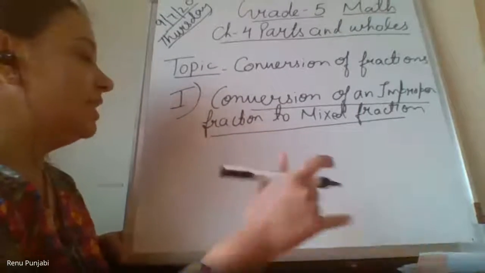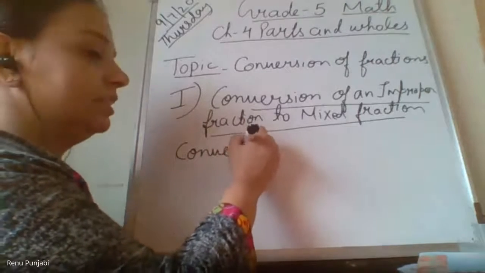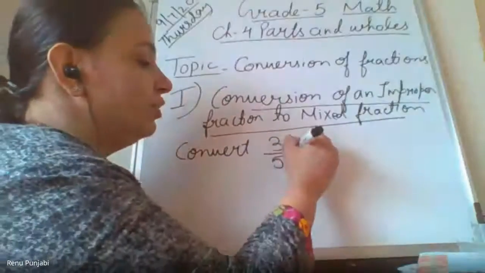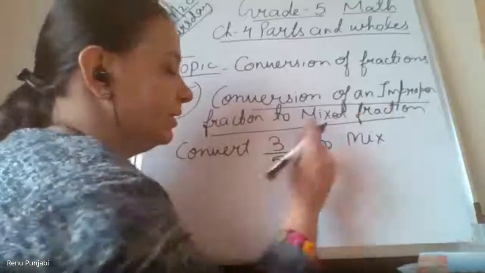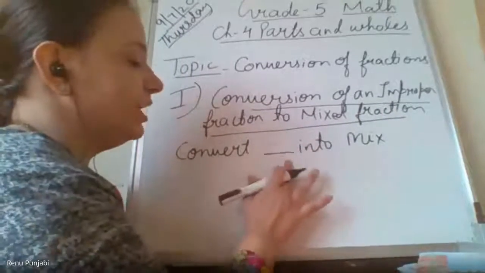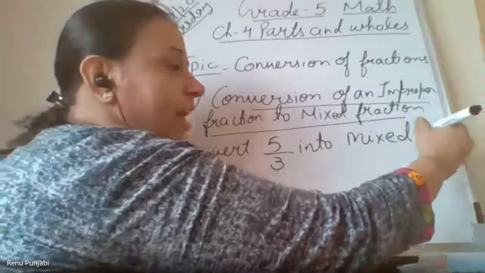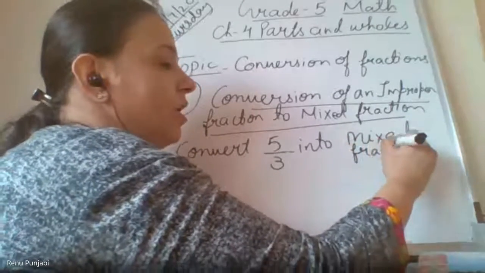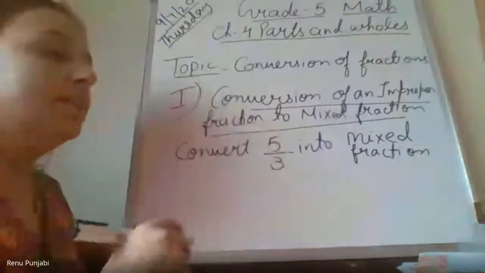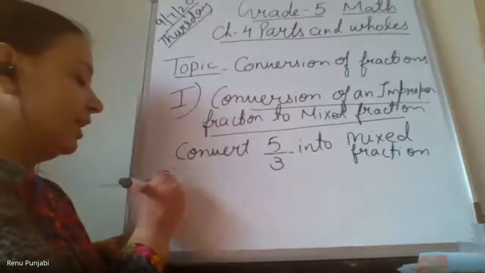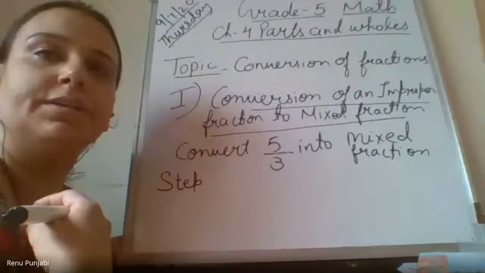So now here the example is: convert 3 upon 5 into mixed. Sorry, convert 5 upon 3 into mixed fraction. Now how do we convert 5 upon 3 into a mixed fraction? There are some steps. Step 1. Children, open your notebook and start writing along with me.